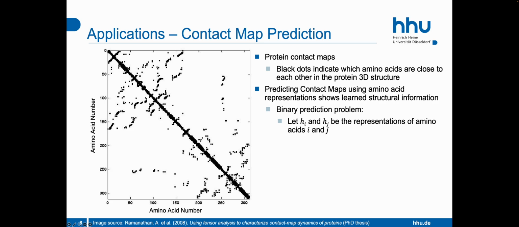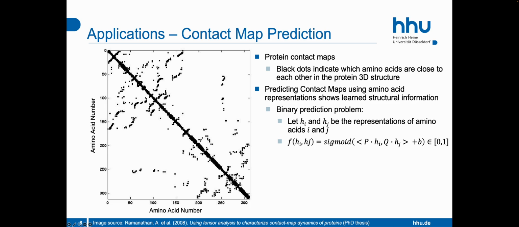And this can be formulated as a binary prediction problem where we want to predict for all pairs of amino acid representations I and J, where I and J are the positions in the protein sequence, if those 2 amino acids are closer than a certain threshold to each other or not.